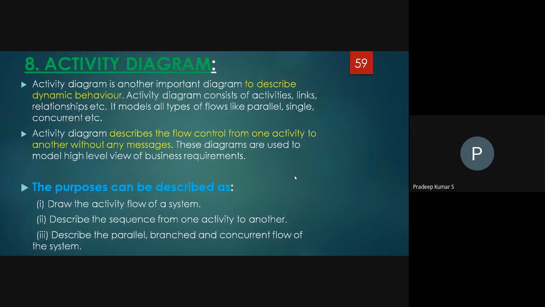So here the activity diagram can describe the dynamic behavior. Next class I'm going to ask one question: what is the difference between the state chart diagram and the activity diagram? I know the answer, but anyway you have to refer and then tell. The major point is the flow of control from one activity to another without any message. That is not there in the previous diagram, the state chart diagram. The flow of control from one activity to another without any message.